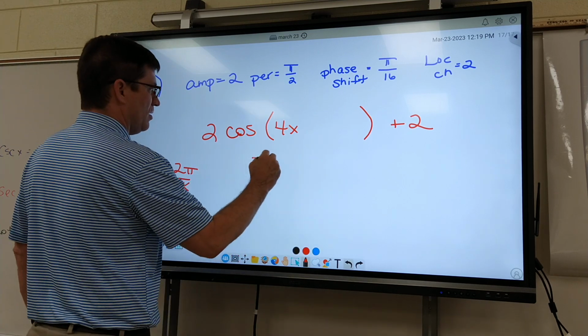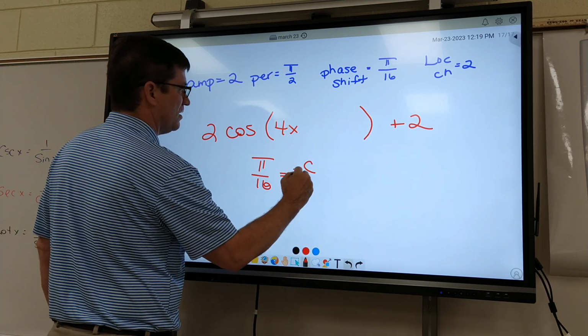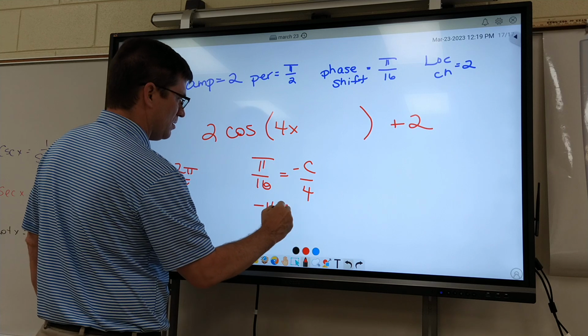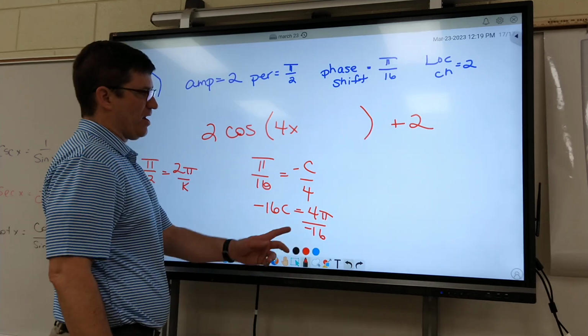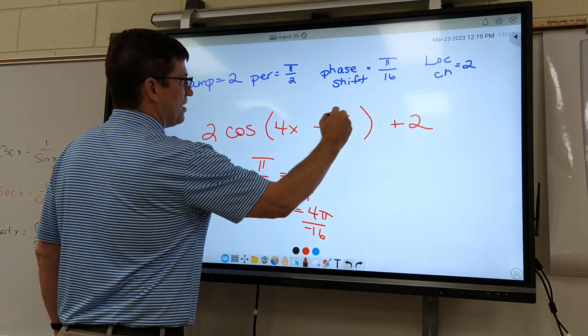So I got pi over 16 equals negative c over 4. So we divide by negative 16. All right, you're going to get a fraction. How about negative pi over 4?